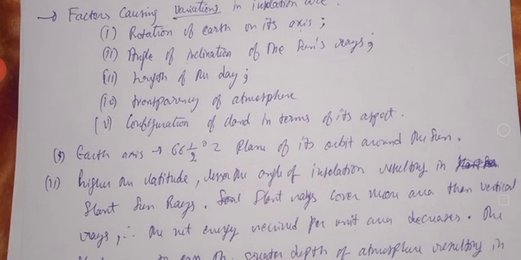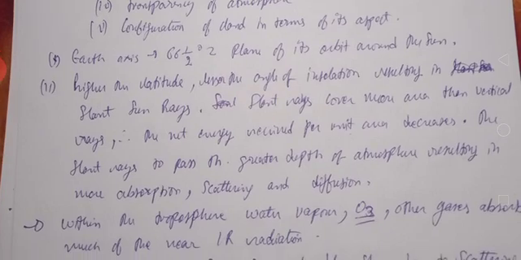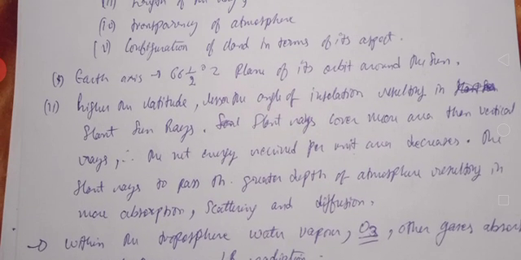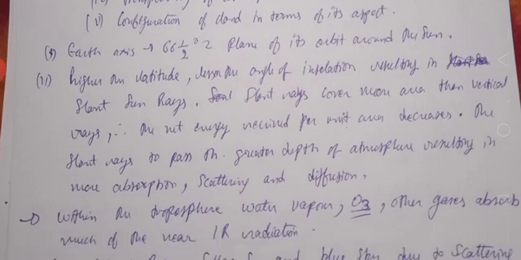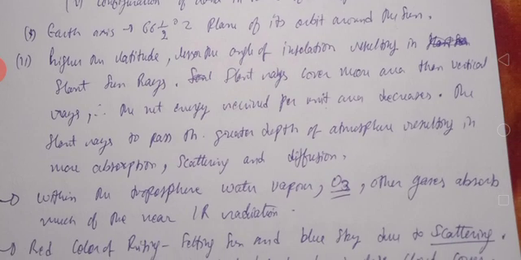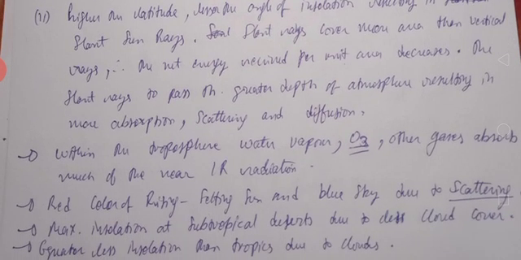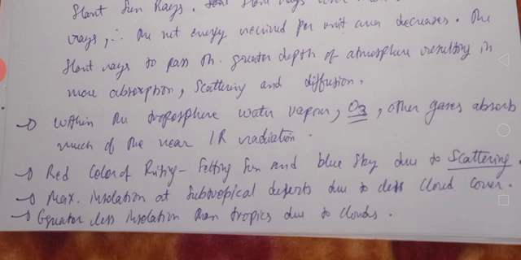Then the angle of inclination of the sun's rays is explained here. The higher the latitude, the lesser the angle of insolation, resulting in slant sun rays. Slant rays cover more area than vertical rays, therefore the net energy received per unit area decreases. The slant rays pass through a greater depth of atmosphere, resulting in more absorption, scattering and diffusion.